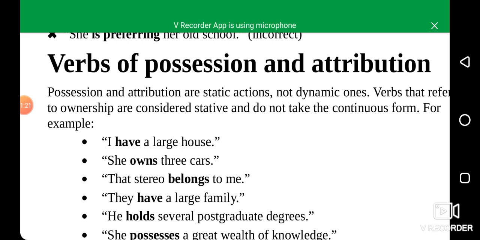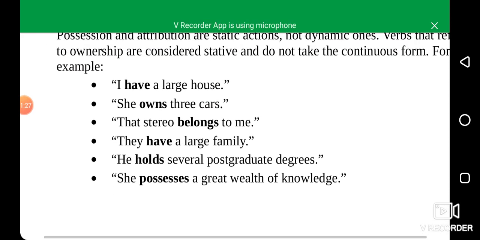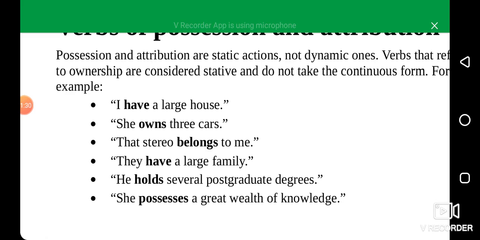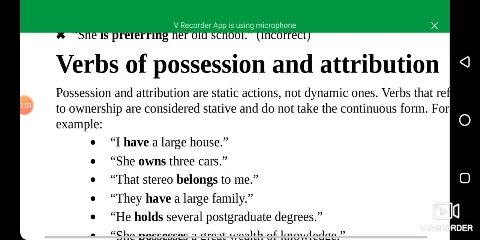Now have, owns, belongs, holds, possesses. These five words are said to be the verbs of possession and attribution because they just show the ownership of the subject to something. They just show the belongings of the subject, but they don't show any action in the sentence, like is, am, are. That's why they are called possession, attribution, or static actions.